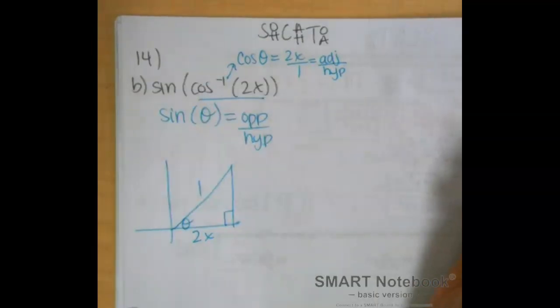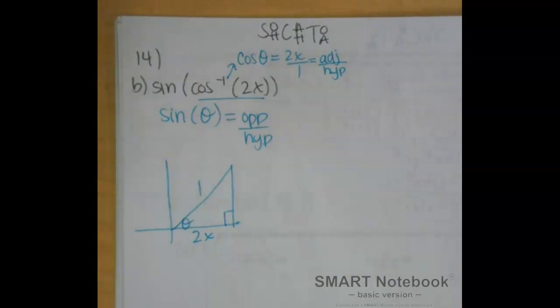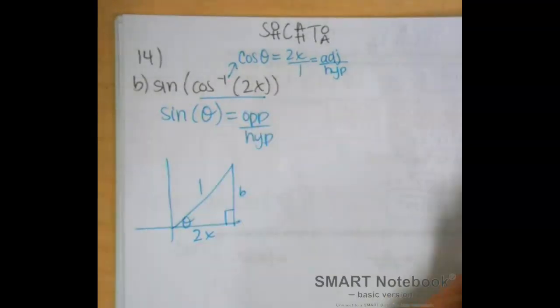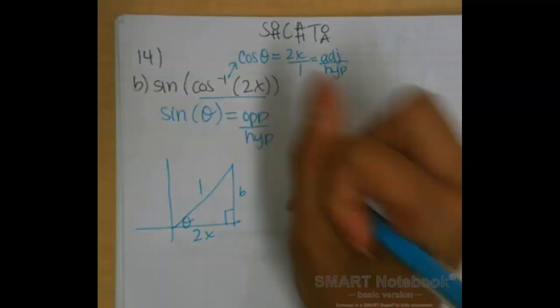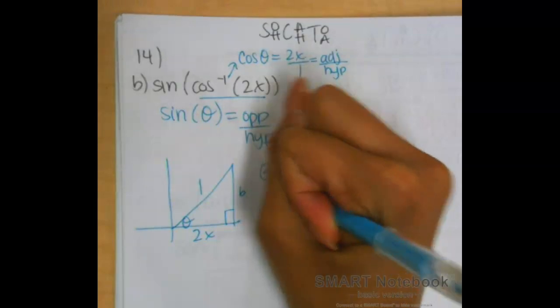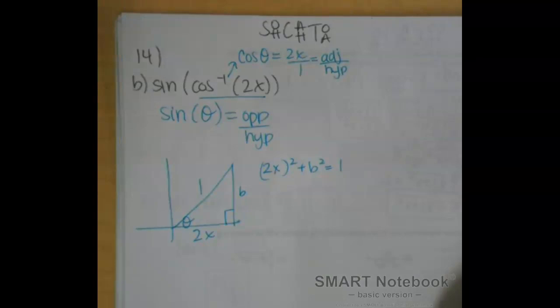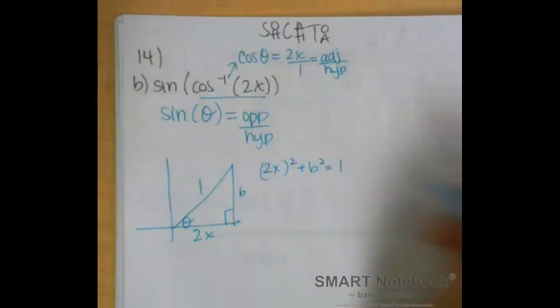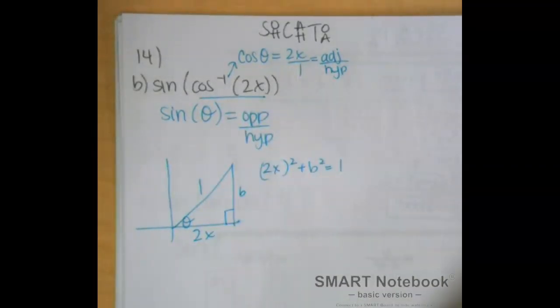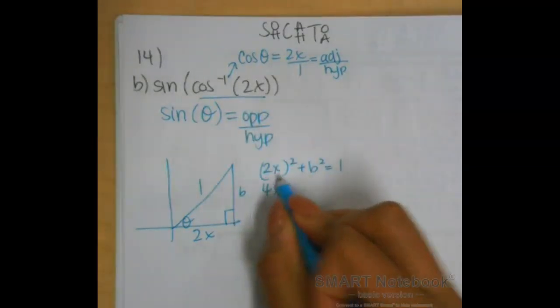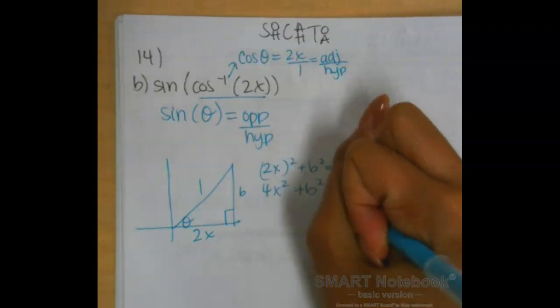Okay, that's a little different. What I still need to do, which you guys told me on the last question, is find the missing side. This missing side length I'll say is b, and you guys told me to use Pythagorean theorem. So 2x squared plus b squared equals 1. All right, so let me continue. What is 2x squared? Is it 2x squared or 4x squared? Okay, good. 4x squared because you're multiplying this 2 times, plus b squared equals 1.